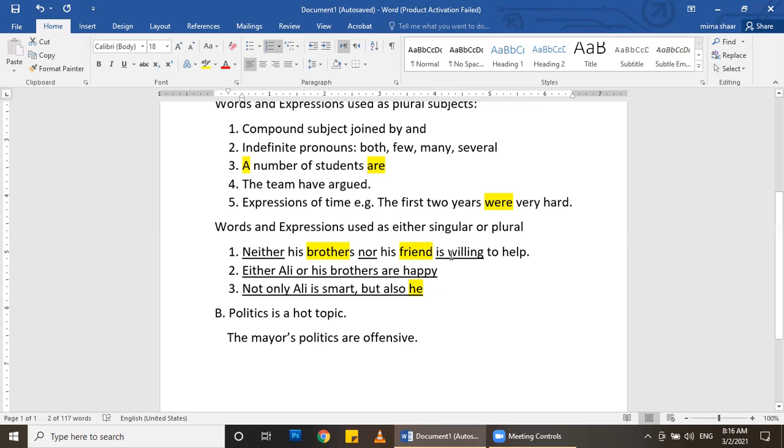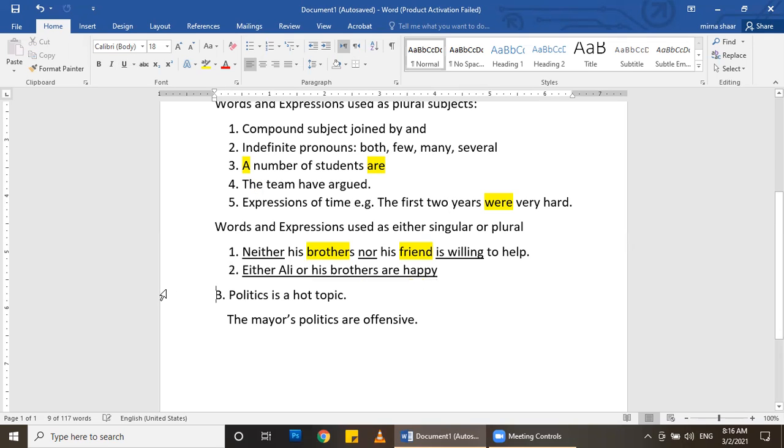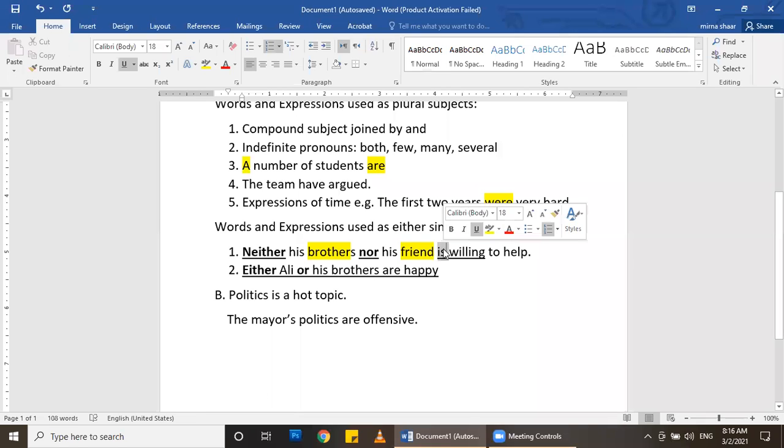Moving on, we have word expressions that are either singular or plural, when I have neither with nor, and either with or. Let me give you an example: neither his brothers nor his friend is. Here I use "is." Who can tell me why?